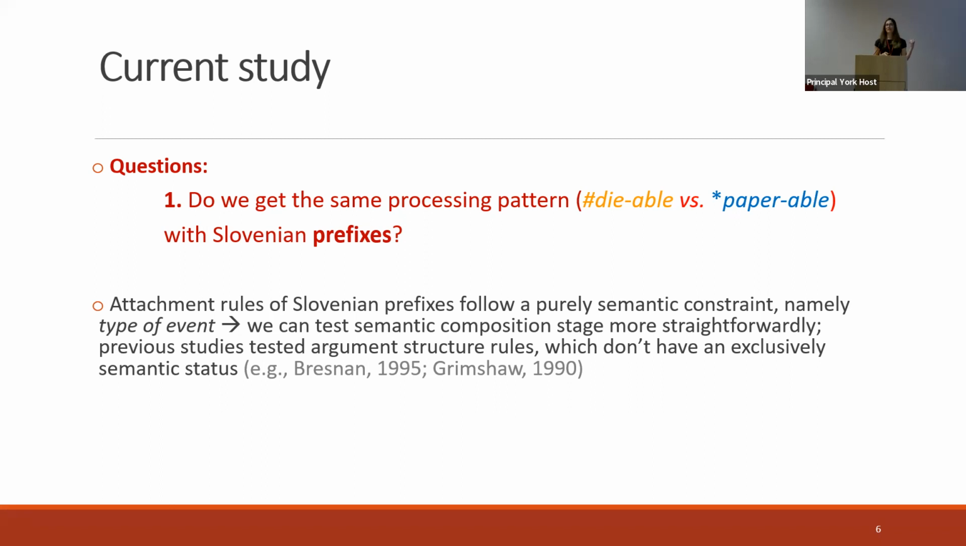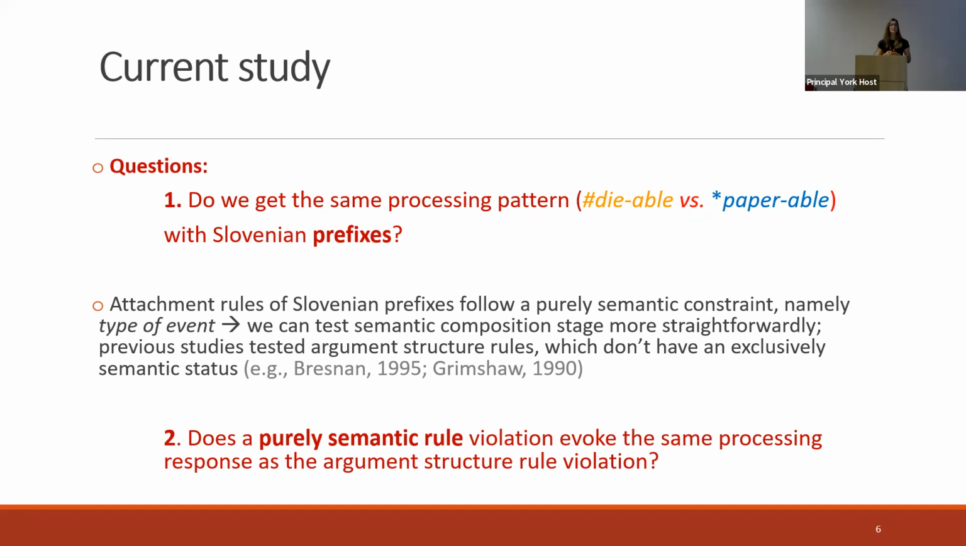The previous studies I mentioned used argument structure violations in order to create pseudo-words with semantic violations. And as we know, the status of argument structure is not purely semantic; it involves at least both semantics and syntax, depending on who you ask. But here, the restrictions will rely more on semantics, allowing us to test whether violating these semantic rules will evoke the same processing responses as in the previous studies, in comparison to the category violations.